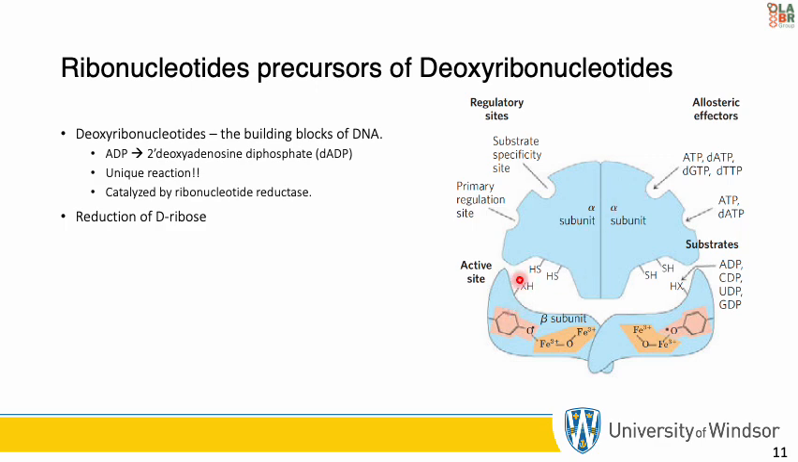So you can see right here is the active site. We have this alpha subunit over here, and we have the beta subunit right here. So in between these two subunits, we have the active site of this enzyme.